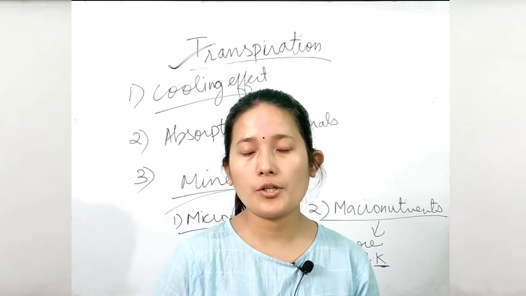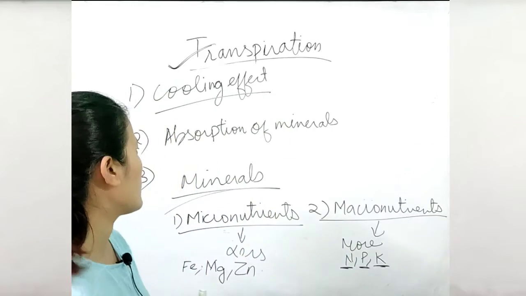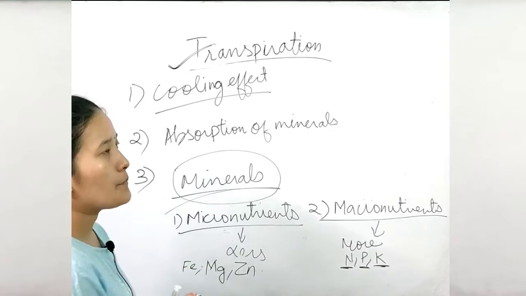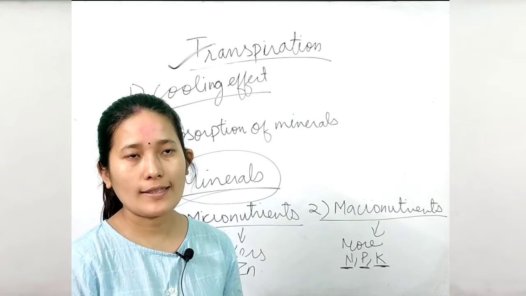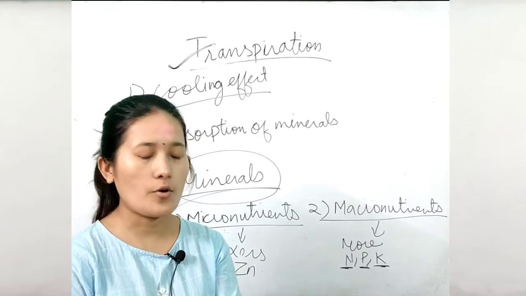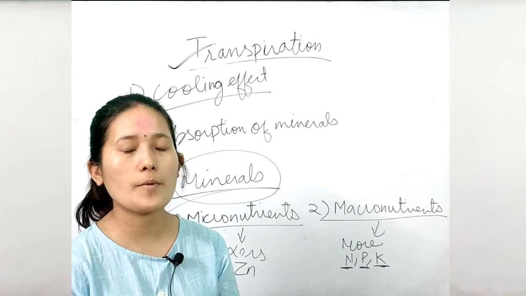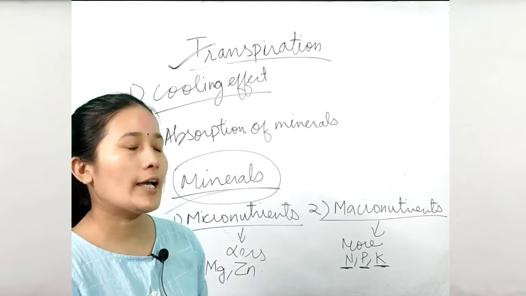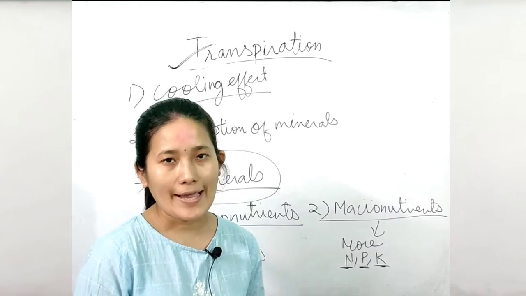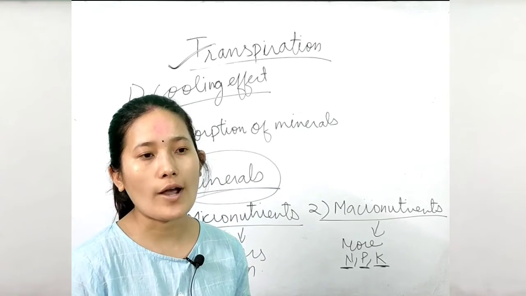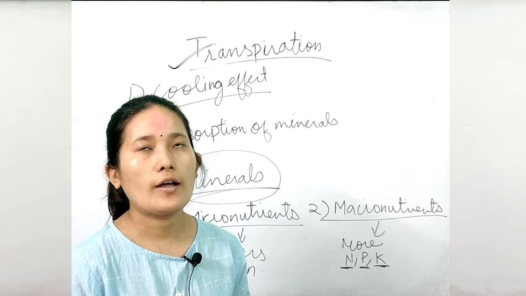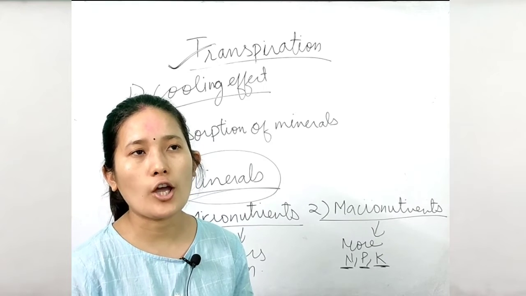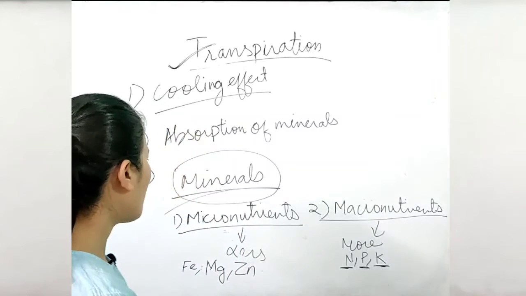Next we will be discussing minerals. Minerals, as we know, are absorbed along with the water. While water is being absorbed by osmosis, some dissolved ions and minerals are also carried along with it. Another process is active transport. If there is a requirement of minerals but they are already in excess inside the plant, then by spending energy you take up the minerals from the soil.